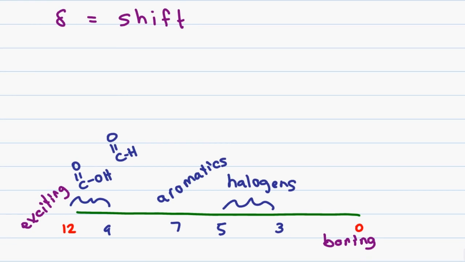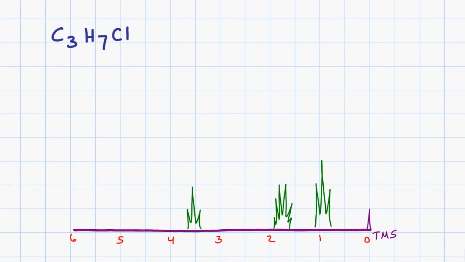There is one more peak you want to recognize. At 0, when you see a small line, especially with the letters TMS written next to it, don't worry about this. TMS is what is used to zeroize or create a basis for where the numbers will show up on the graph, and that is not part of your molecule, so don't worry about it. And now let's apply this concept to the example drawn here.